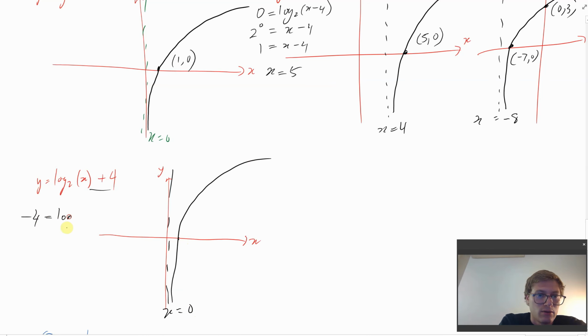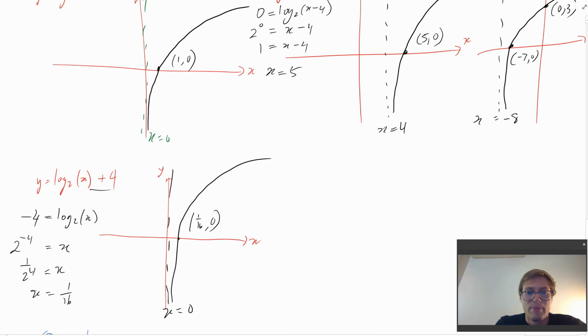And here we have log base 2 of x equals minus 4. Take 2 to the power of both sides. 2 to the power minus 4 equals x. And 2 to the power minus 4 is 1 over 2 to the power 4, and so that is 1 over 16. So this value is (1/16, 0). But the main point I'm trying to make is that the overall shape and the asymptote have not moved and haven't changed. So it's really just translations that go horizontal that matter for logs.